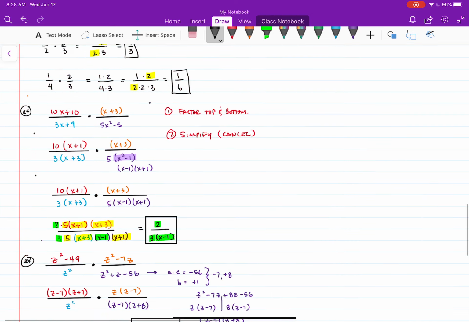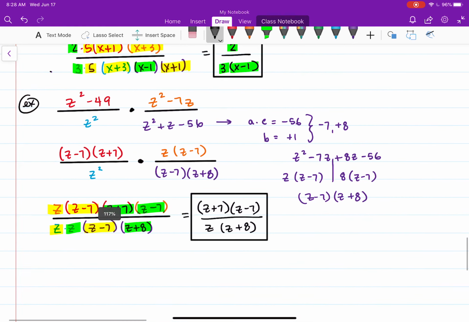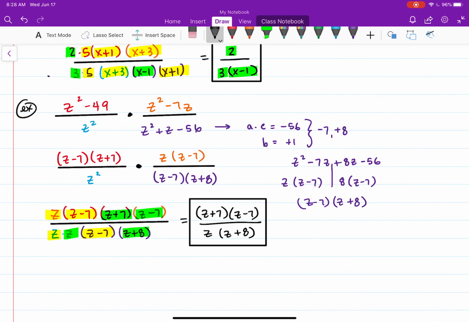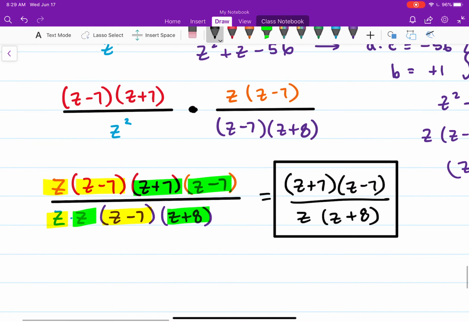All right, so again, I factored top and bottom, and then I basically multiply, which puts everything on top with top, bottom with bottom, and then I see what's in common with top and bottom so I can cancel, and then whatever's left would be my answer.